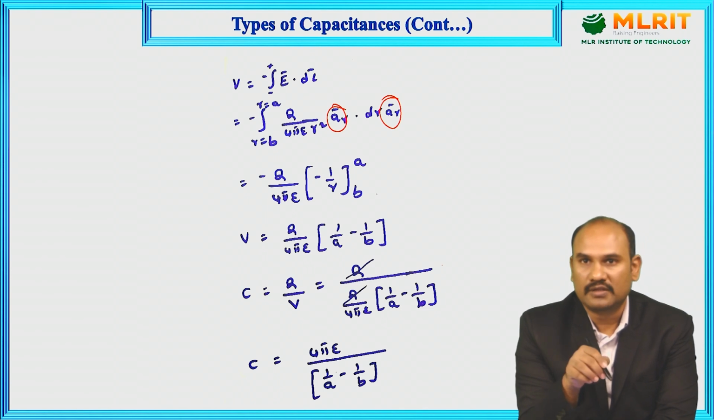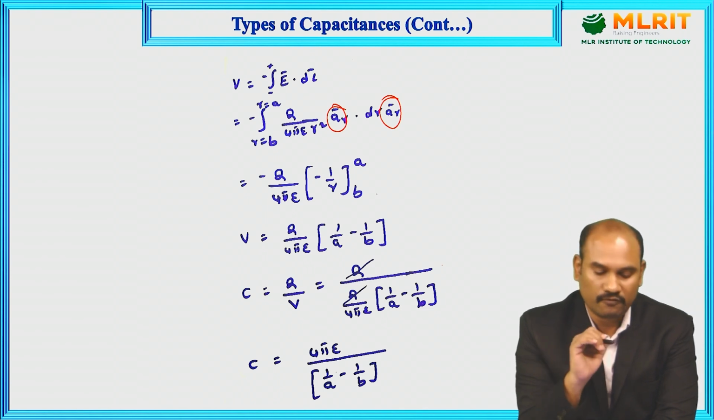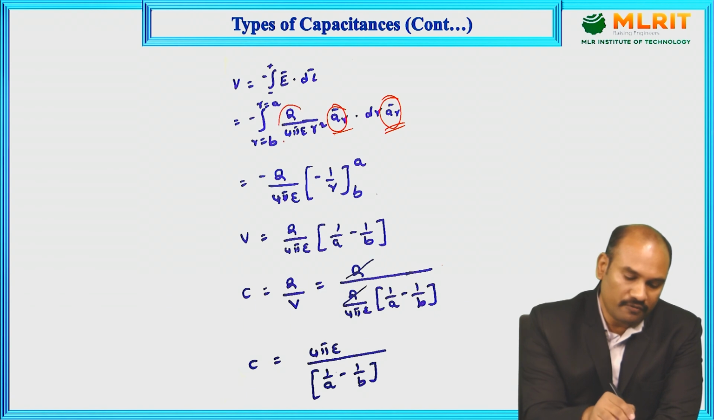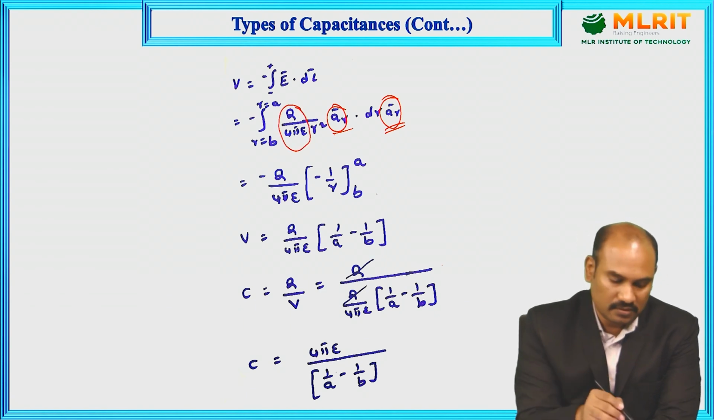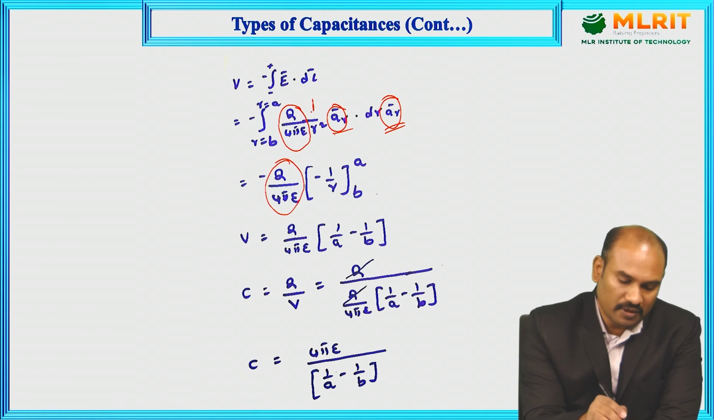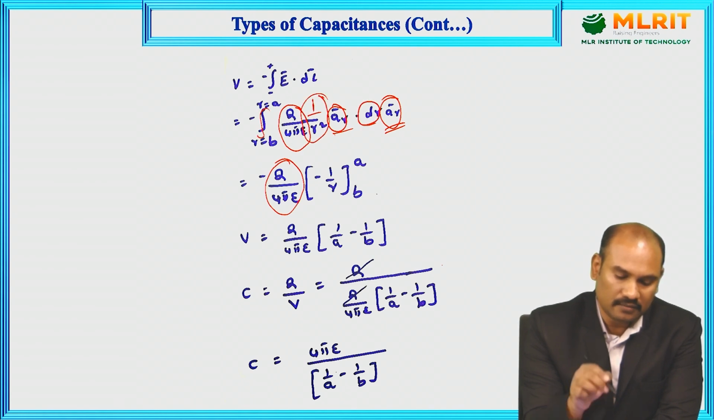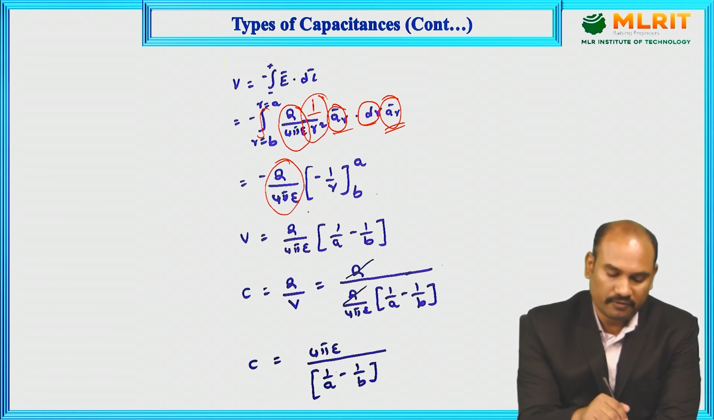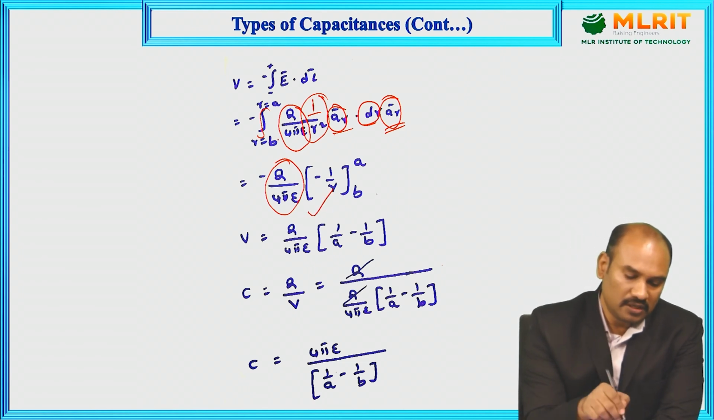the dot product of two identical vectors, AR dot AR, is 1. Then you have Q by 4 pi epsilon, which is constant. I have taken it outside. What is remaining here? Integral 1 by R square dr. What is it? Integral 1 by R square is minus 1 by R. And what are the limits? Limits of R: R equal to B to R equal to A.